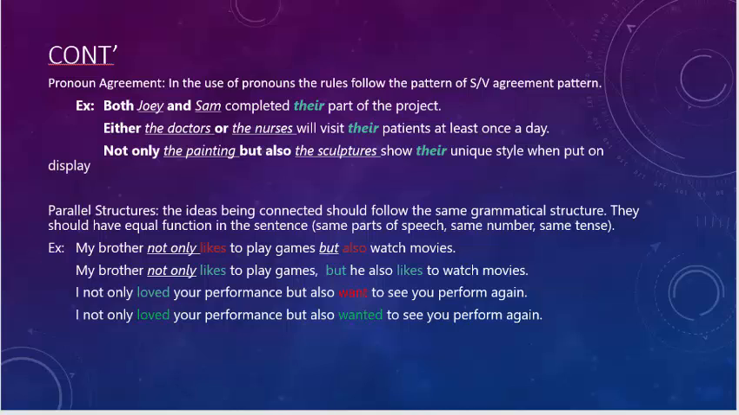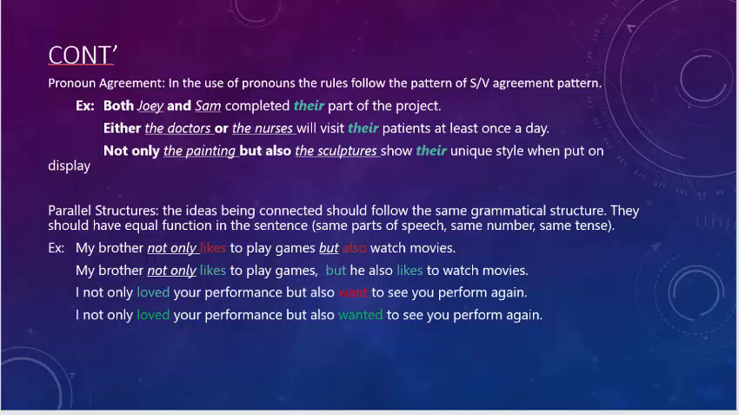Another rule which should be considered is parallel structure. It means the ideas being connected should follow the same grammatical structure. They should have equal function in the sentence. They should have the same part of speech, the same number, and the same tense. It means they should be parallel, not the same, but similar to each other.